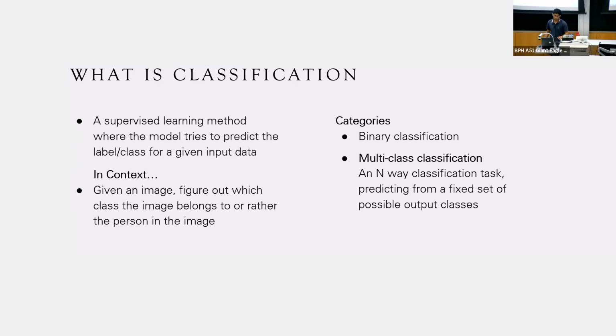So this is a more formal explanation of what the classification task is. It's a supervised learning method where a model tries to predict the label for a given input image. There are various categories of classification. We have binary classification, where there are just two labels. There's multi-class classification, where you have more than two labels. And there is also something called multi-label classification, which we are not doing in this homework. Multi-label is basically having multiple classes in one input instance itself.